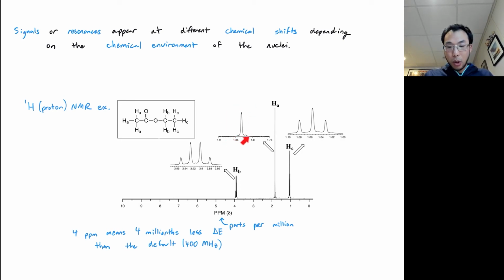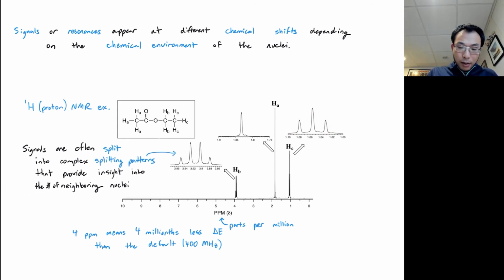If you're looking at this data, some of our signals are a little bit more complex. Some of them show up as a single peak, which you might be more used to from IR, for example. But some other signals show up as more complicated patterns. For example, here this is called a quartet, and this is called a triplet.